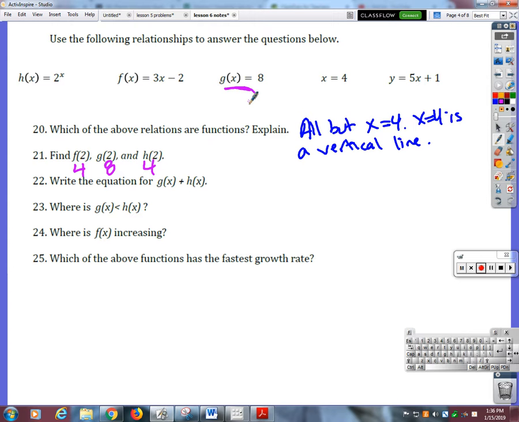All right, write the equation for g of x plus h of x. 8, because that's what g of x is, plus 2 with an x, 2 to the x. Yep, good.